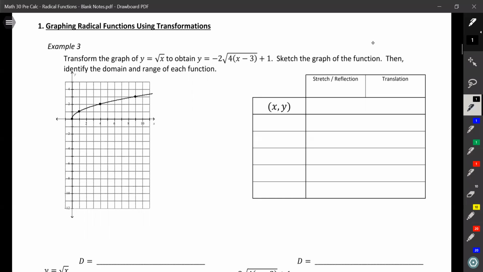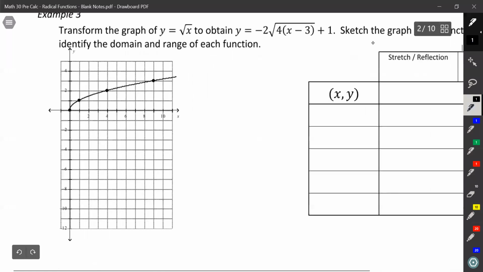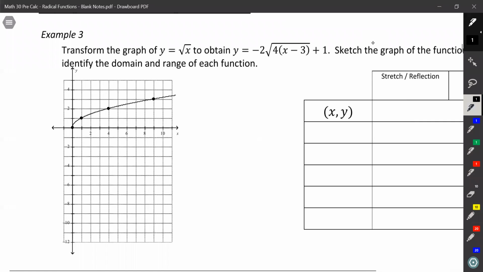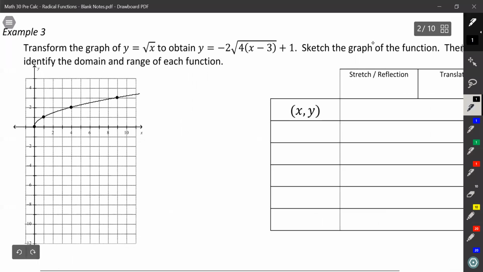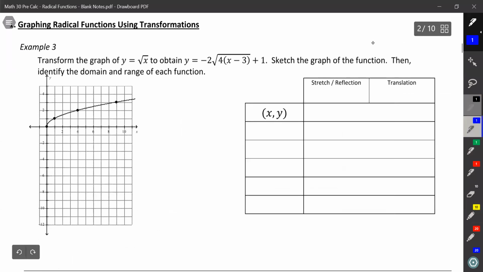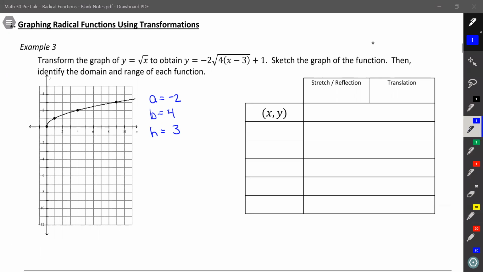So what we do first is we have our base function here, this y equals the square root of x. That's the function, that's the graph we see. So now let's identify our parameters. A equals negative 2. B equals 4. Now it's important to remember this one, we'll go back to it. H equals 3, it's positive 3. And then k equals positive 1.